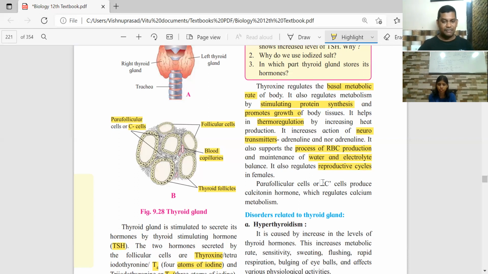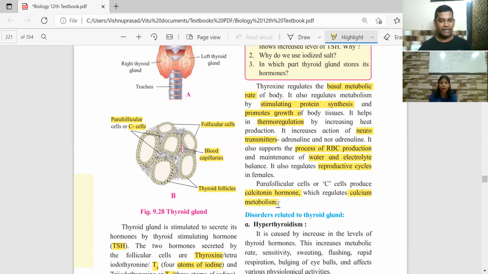Okay. So we have discussed the two hormones produced by the follicular cells in the thyroid gland. At the same time, there are parafollicular cells present, called the C cells. They produce something called calcitonin hormone. Remember the name. What is calcitonin hormone? That is a hormone produced by the parafollicular cells. Its function is calcium metabolism.